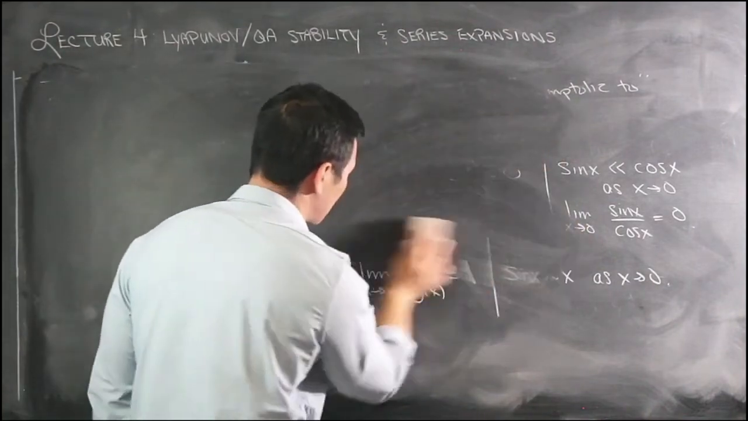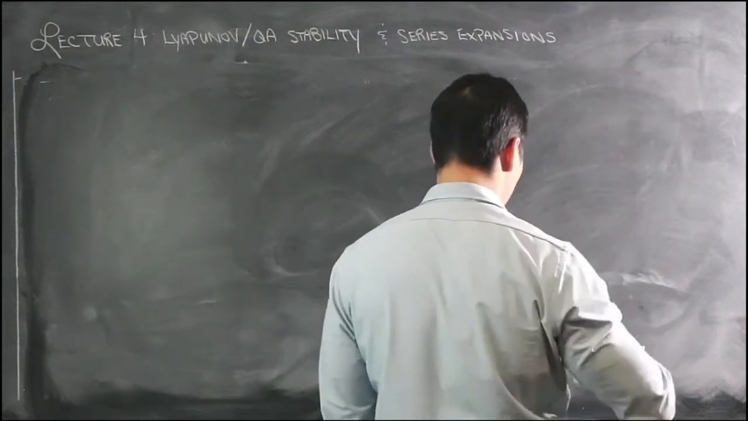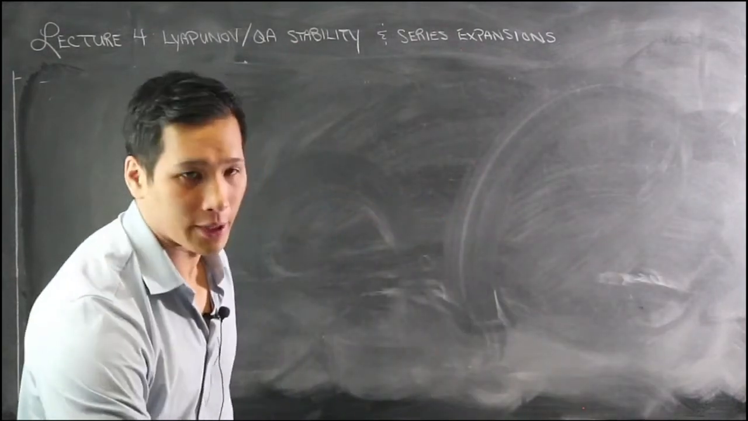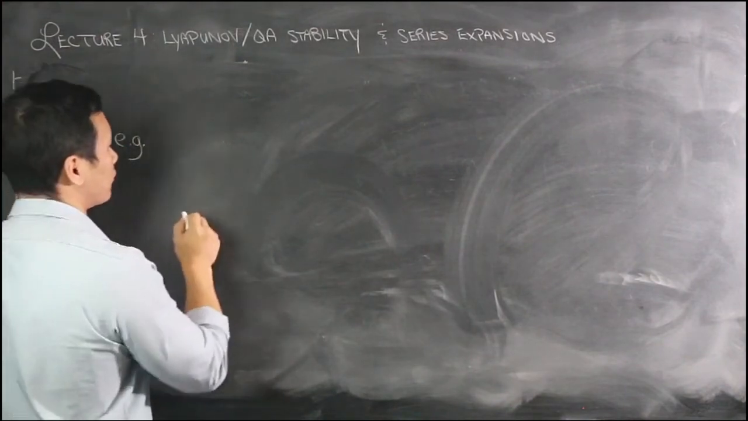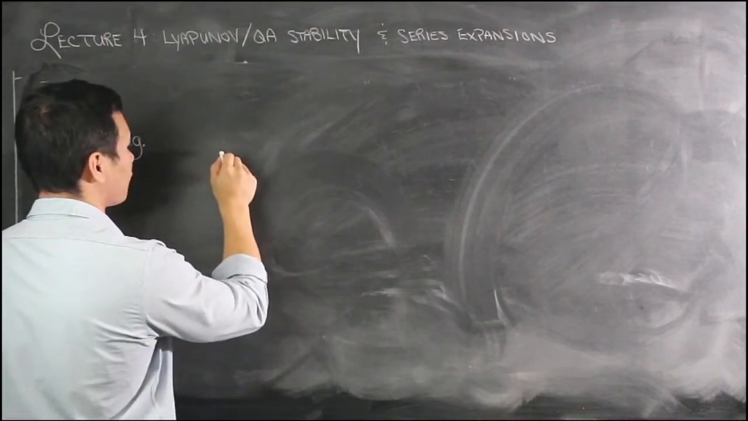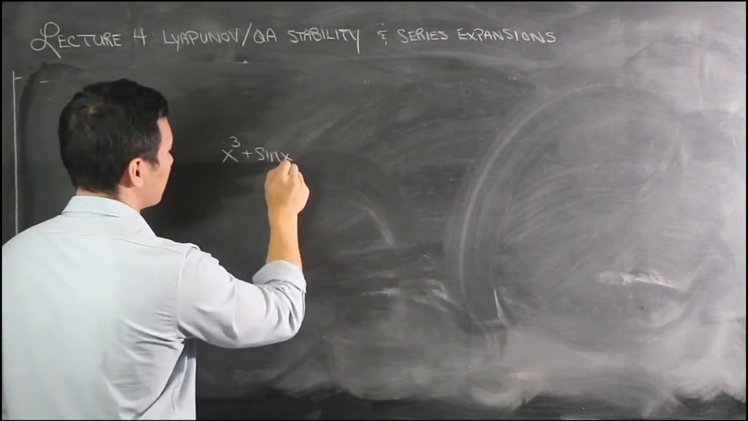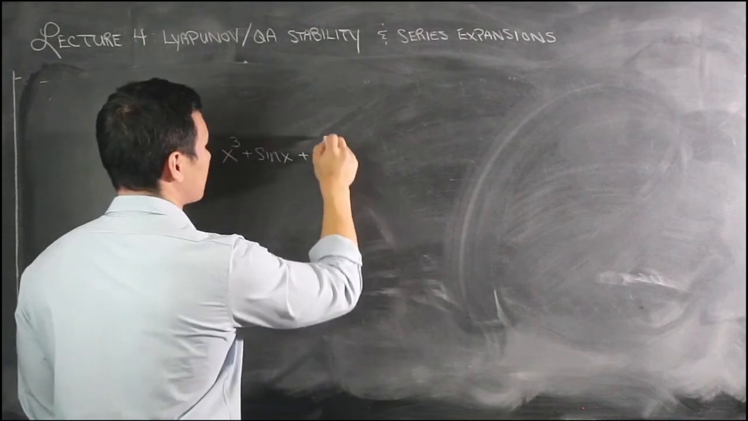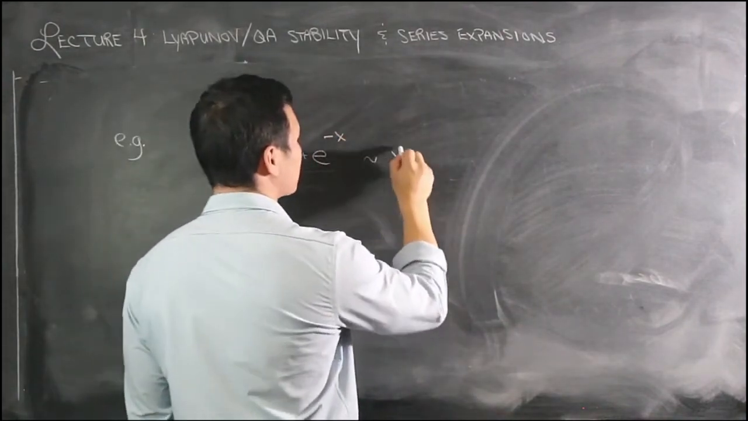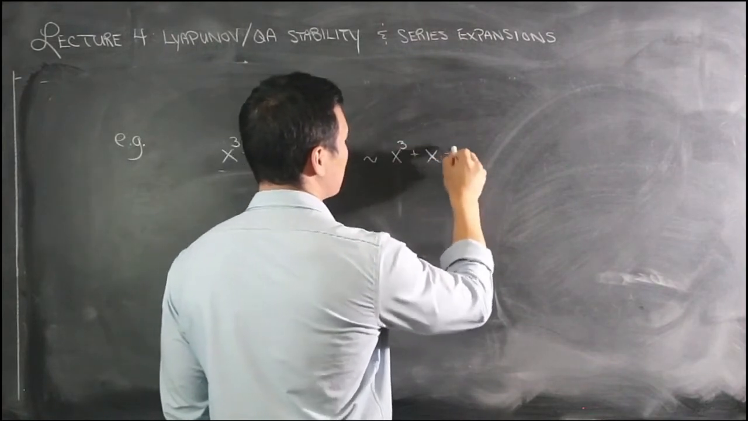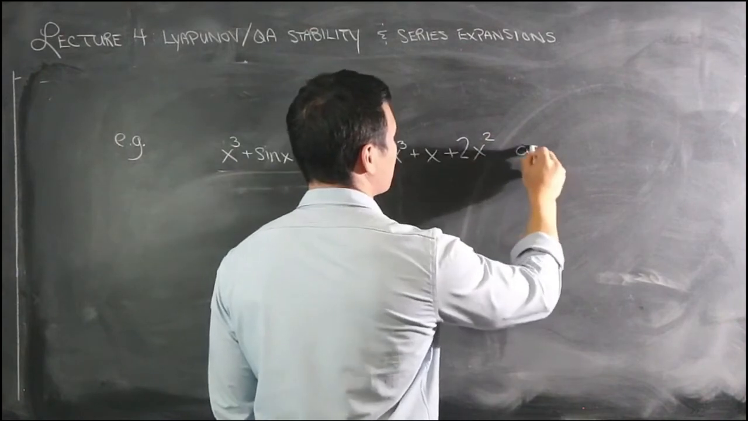Now you can think of other examples. Let's write down some other random examples just off the top of our heads. You can take the limit as x tends to infinity. So for instance, I can have x cubed plus sine x plus e to the minus x. I can state that this is tilde x cubed plus x plus x squared as x tends to infinity.